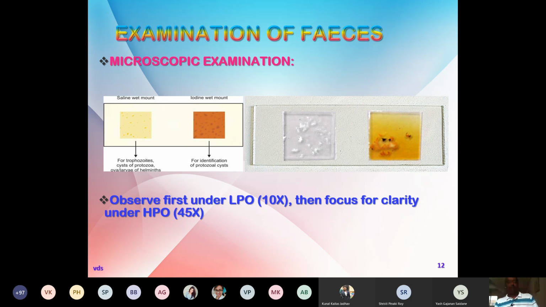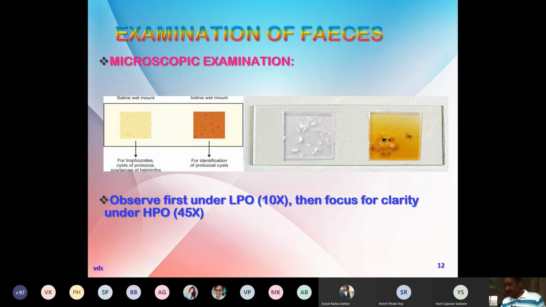Now, when you make such a preparation, you are supposed to observe under the microscope, firstly under the 10x objective. And later on, when you observe a particular spherical or oval structure, bring it into the center and just tilt the high power objective, 45x, so that you can focus properly the internal details of the structure which you are observing.